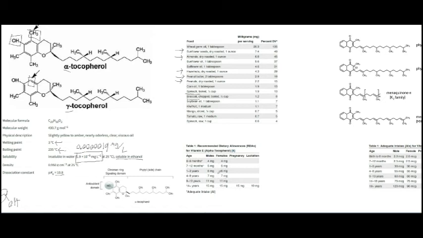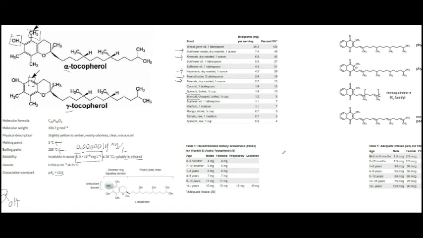And down here, we see that the amount of vitamin E that you're supposed to get is quite small. It's fairly small, and vitamin E can actually be bad for you, just like all the fat-soluble vitamins can be bad for you if you get too much of it.